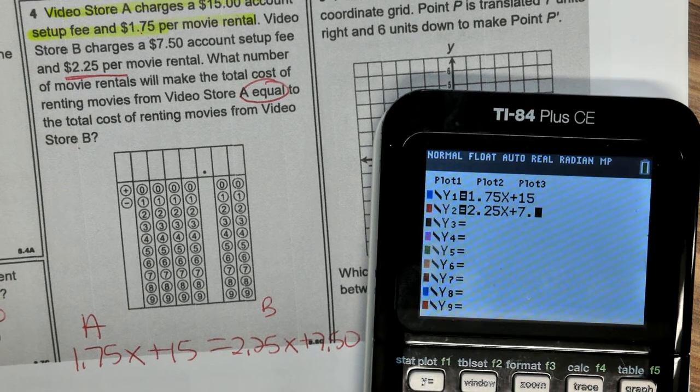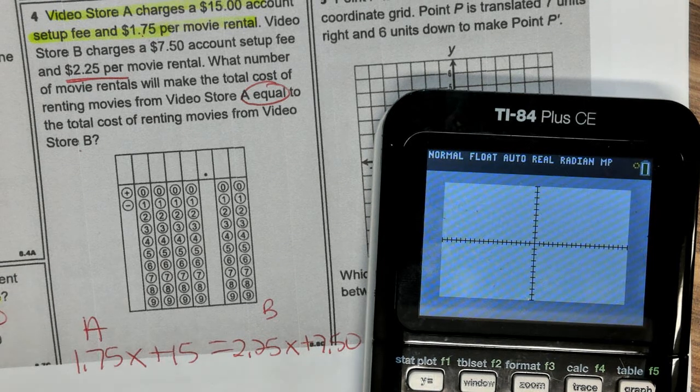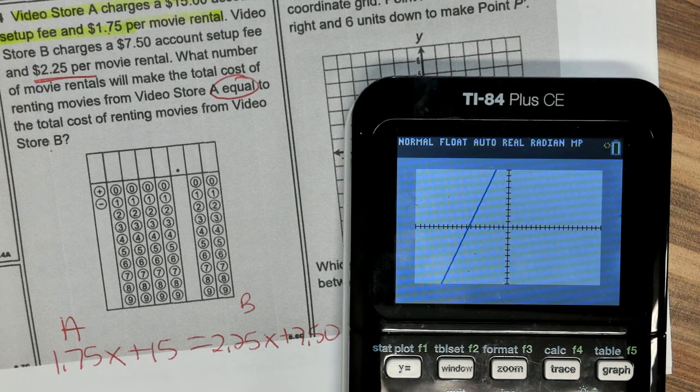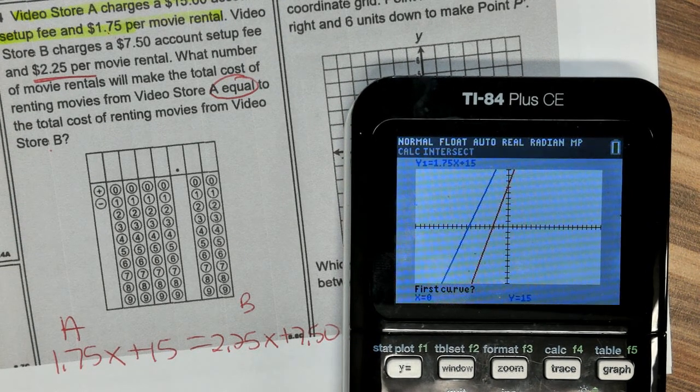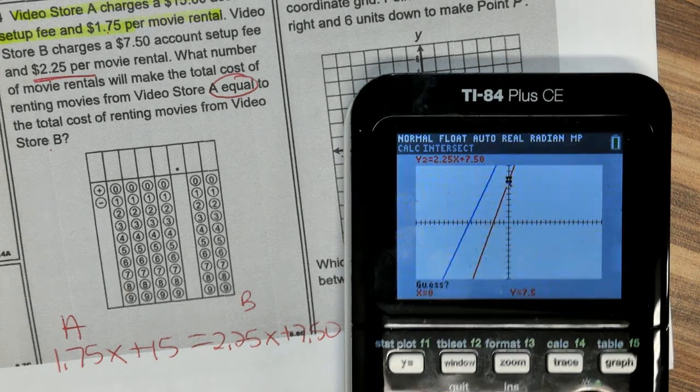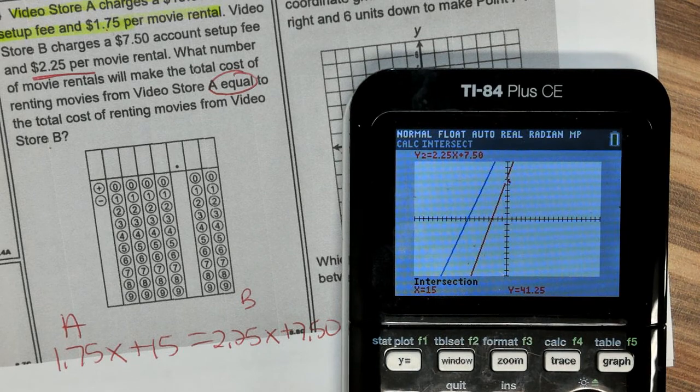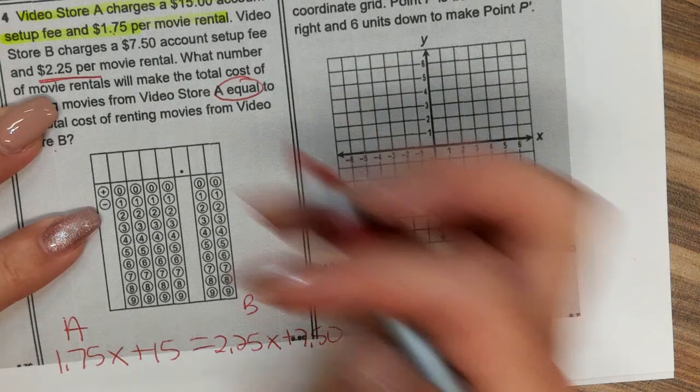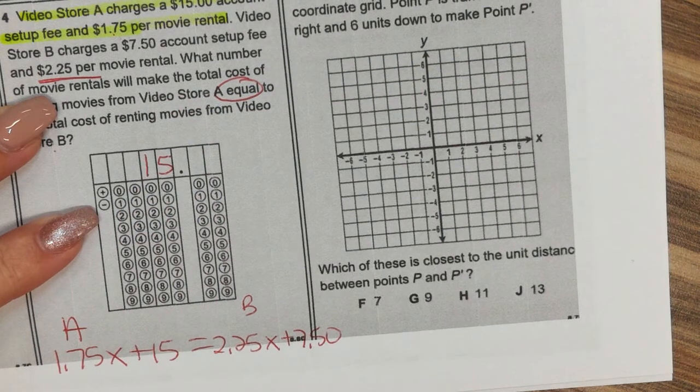Oops. Second trace, option 5, wait for it to graph. Oh, can I see it? So I might need to zoom out. I'm going to go ahead and try to hit enter, enter, enter. Sometimes it works. It did work, so I don't need to zoom out. So my answer was 15, and it must go before the decimal.